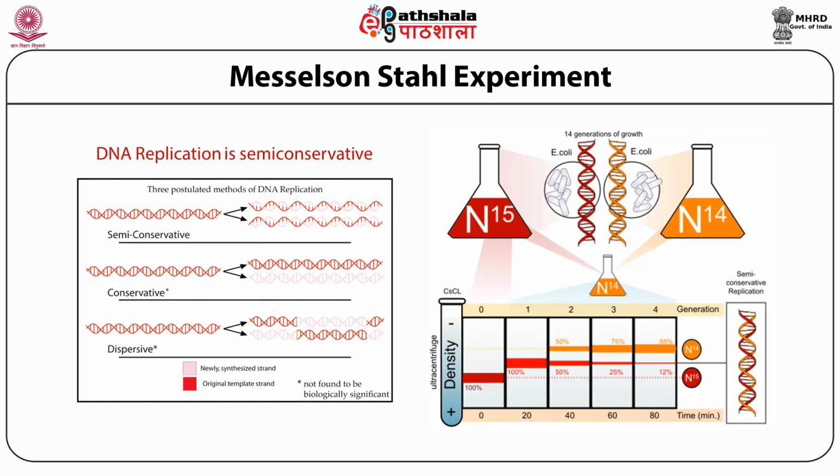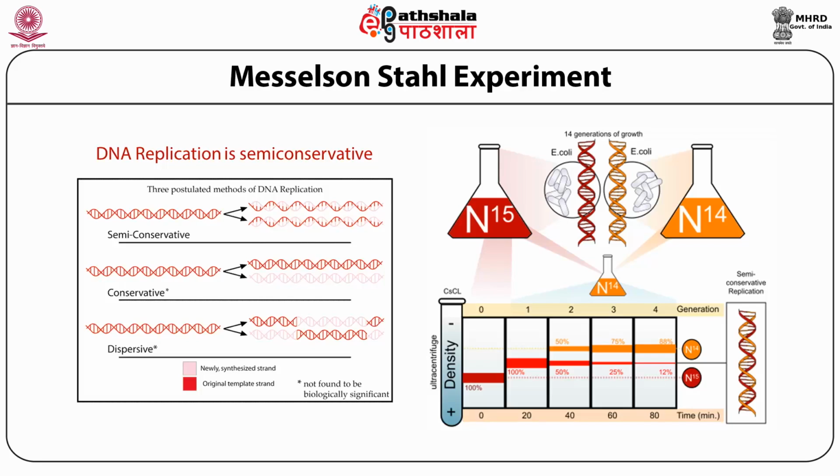And then in the first generation, E. coli takes 20 minutes to replicate. You can see that there is a mixture of N15 and N14. And in the second generation, you can see that slowly there is a movement of the DNA from the mixture to the pure N14 containing population. You can see that in the second generation, there is a mixture of 50% of DNA which is only N14, 50% which has both N14 and N15. This conclusively proves that the semi-conservative model of replication is present in nature.